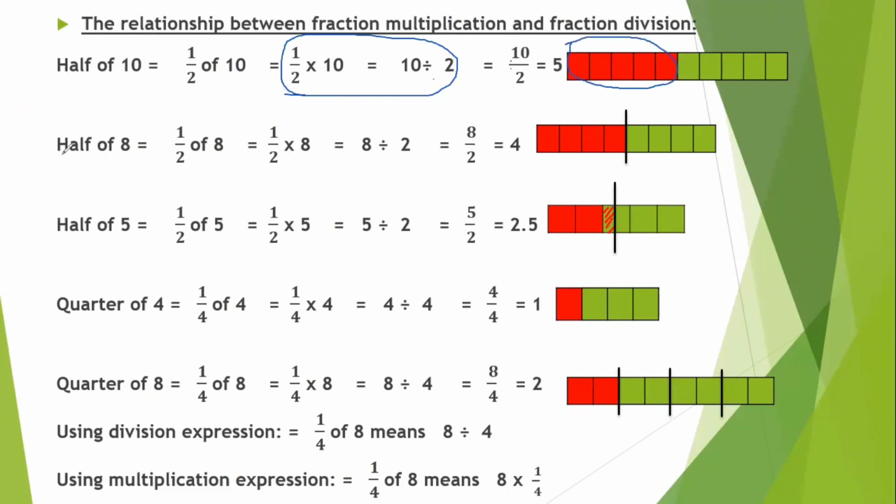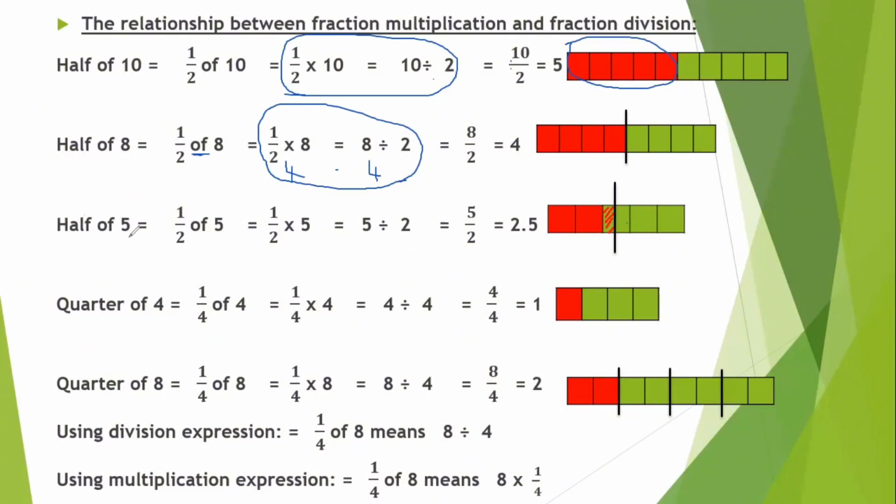Next, half of 8. Let's change the word half to a fraction. Let's change of to times. Half times 8 means half of 8. The half of 8 is 4. What about 8 divided by 2? It's also 4. That means half of 8 has the same meaning as 8 divided by 2. And I can also write it as a fraction. This is 8 parts and the half of 8 is 4.